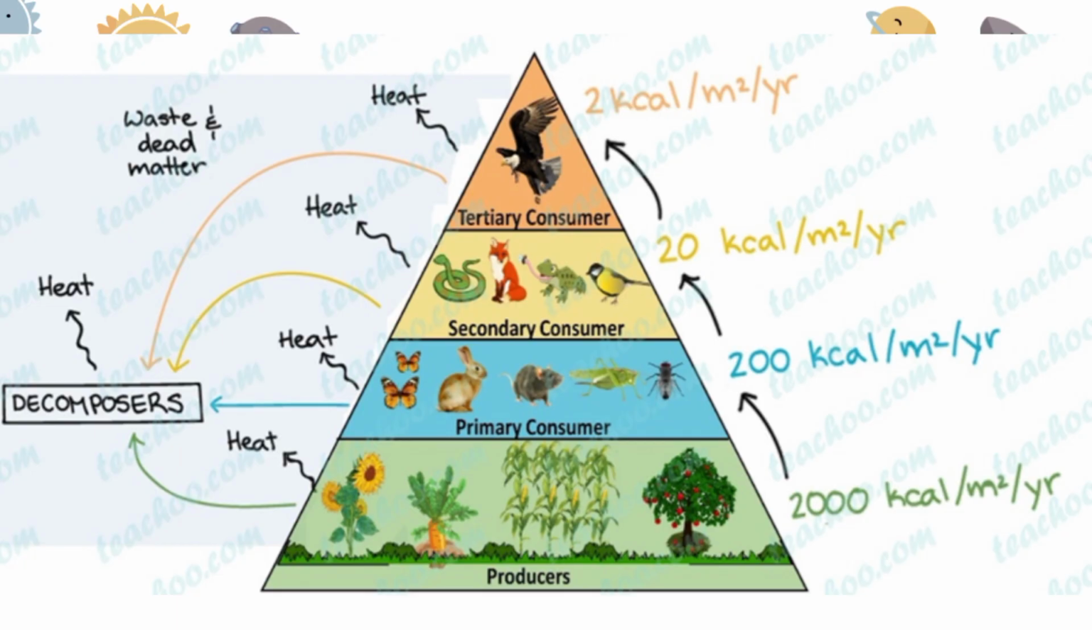Now you can see the 10% law is acting. According to the 10% law, only 10% of the energy can be transferred from one trophic level to another trophic level. And the rest of the energy is lost as heat or given to the decomposers.